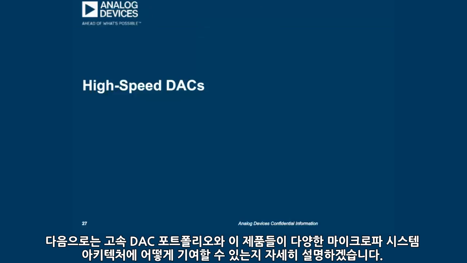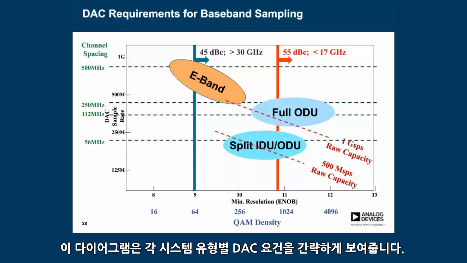Next, I'll go into more detail about the high-speed digital to analog converter portfolio and how these products service the various microwave system architectures. This diagram shows a quick view of the DAC requirements for each of the system types.